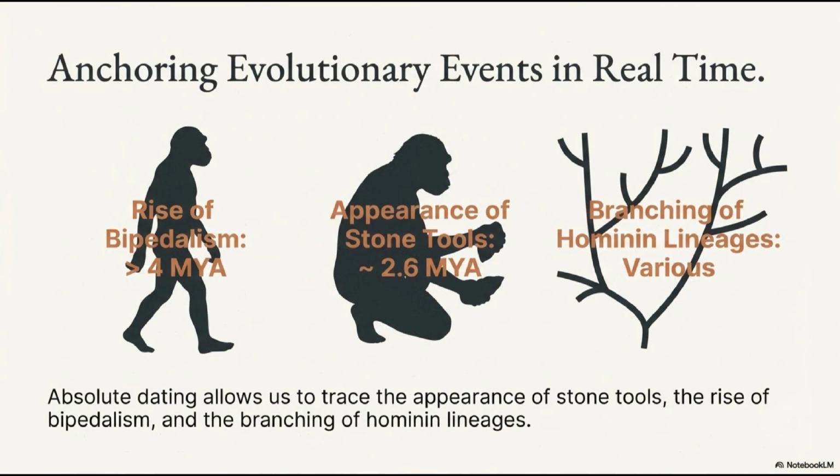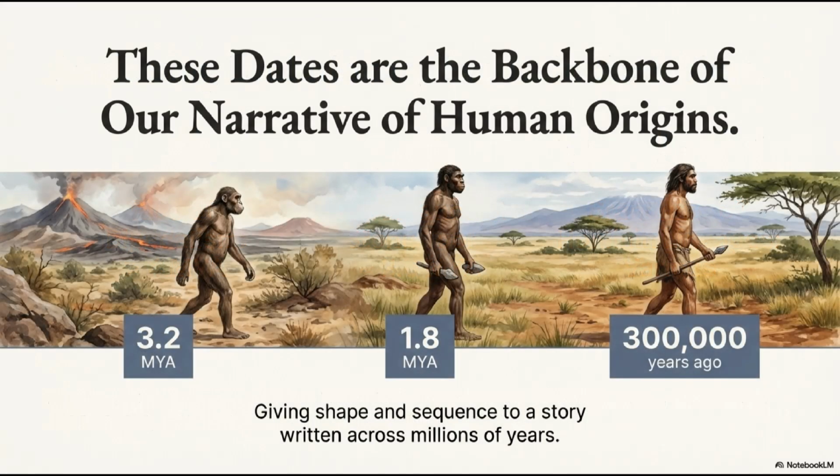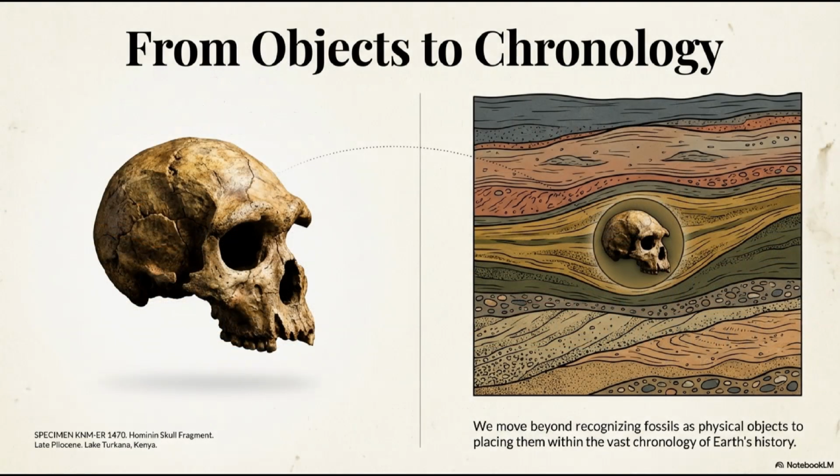As we wrap up this section, keep in mind that absolute dating is not about memorizing techniques. It's about understanding how we anchor evolutionary events in real time. By combining radiometric, magnetic, and physicochemical methods, anthropologists create timelines that allow us to trace the appearance of stone tools, the rise of bipedalism, and the branching of hominin lineages. These dates are the backbone of our narrative of human origins, giving shape and sequence to a story written across millions of years.